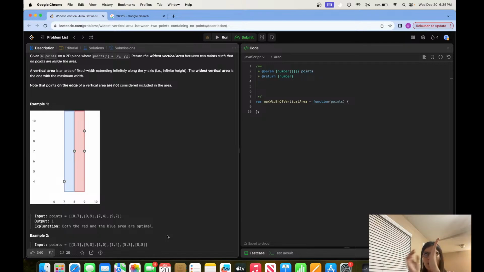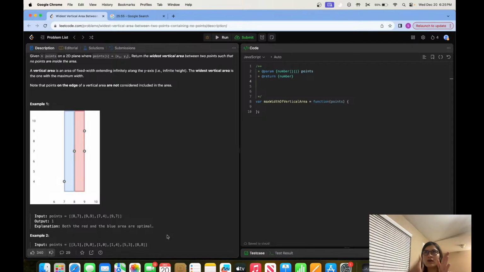Suppose there is one point on the x-axis and another point at 5. If there are just two points, then the difference would be 4, right? But suppose there is another point, 3, in between. Then that difference will not be the valid vertical area, because there is a point inside. So the answer will be between 1 and 3, or 3 to 5.